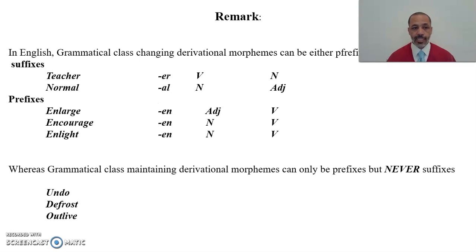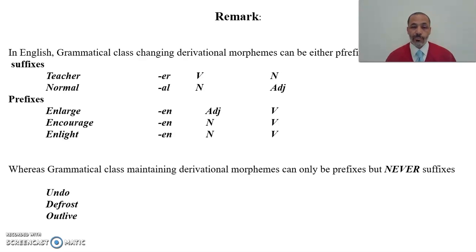There is a remark here. Okay, in the English language, grammatical class change in derivational morphemes can be either prefix or suffix, like the examples you have in front of you. Teacher, from teach you have teacher. From norm you have normal, and so on. Here we have a suffix which has changed the grammatical class.